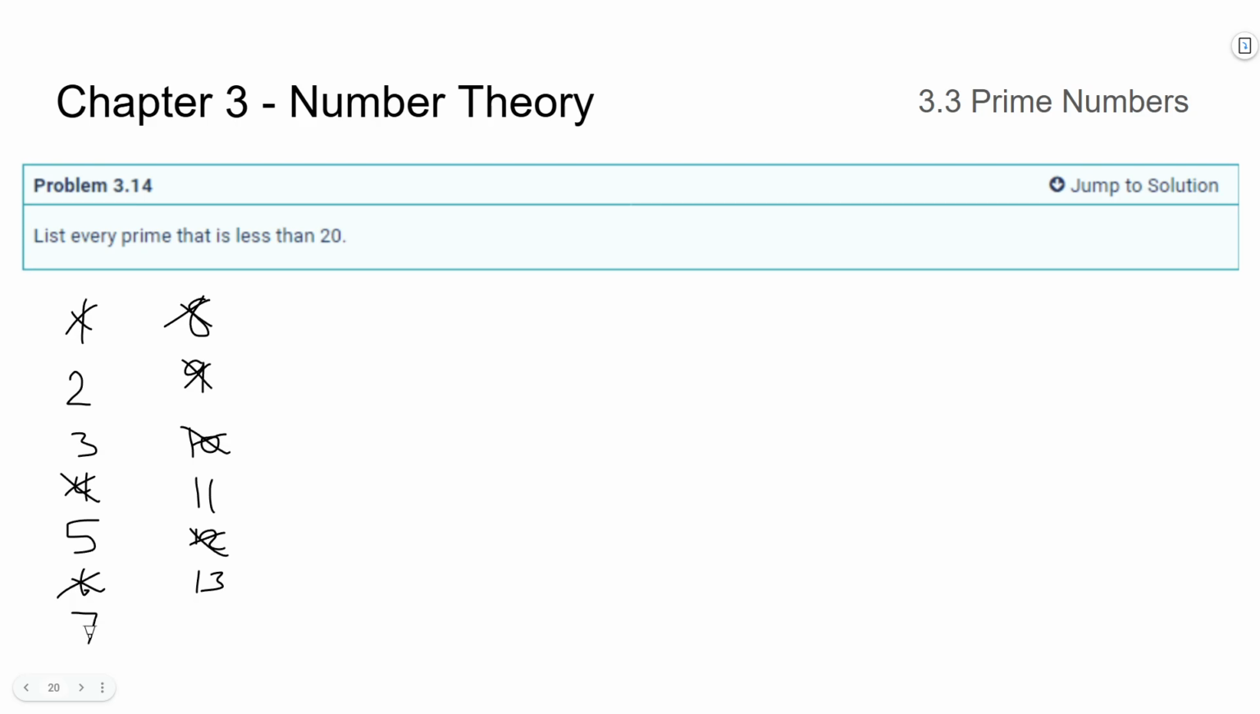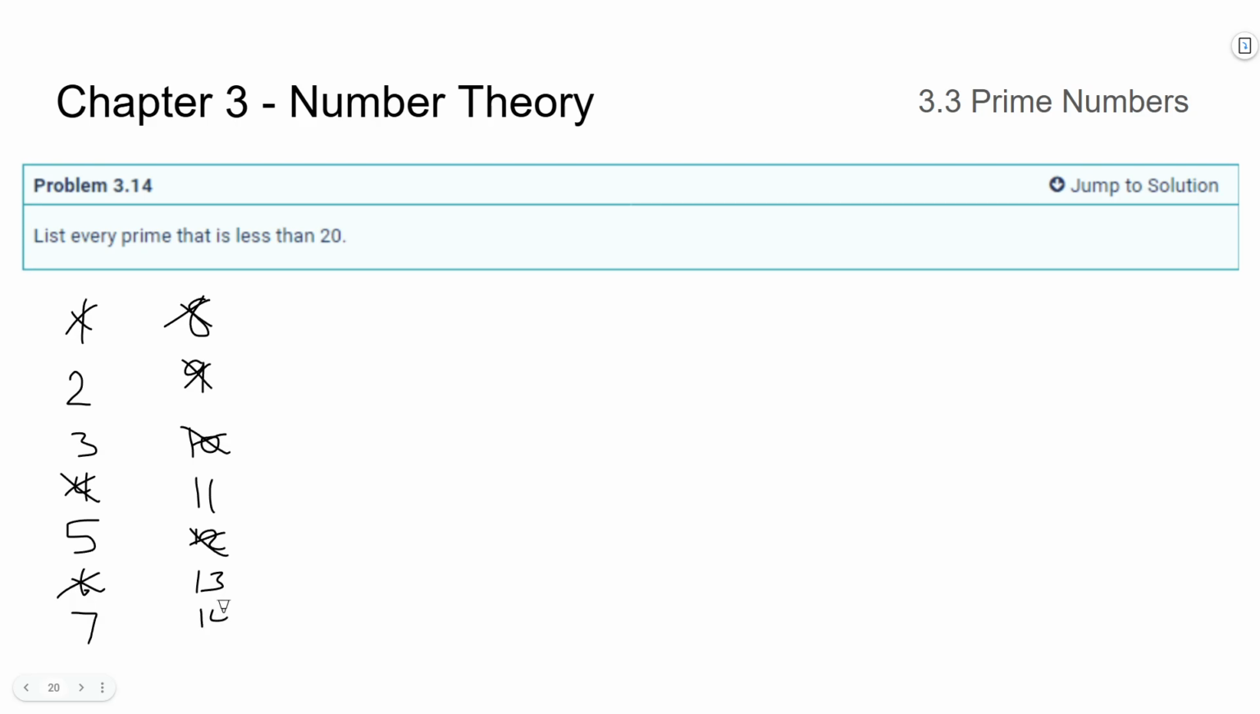7 would be 7, then 14. 8, not even. 9, then 18. Plus the divisibility test for 9 would be 1 plus 3 is 4. It's not a multiple of 9. It doesn't end in a 0, so it's not a multiple of 10. And it's not a multiple of 11 or 12. So 13 is a prime also.